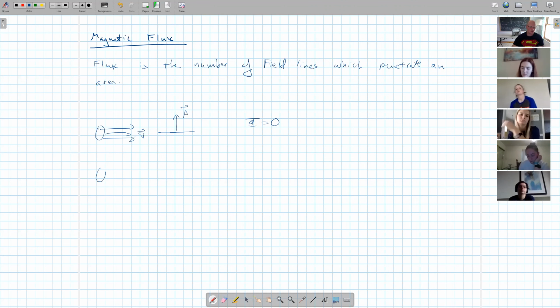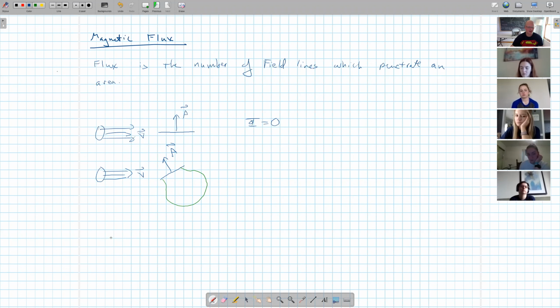But if I still blow in this direction, so this is my velocity V, and I tilt it so that my area is now pointing in this direction, some of these velocity vector lines will start to pass through this area. You're now going to start creating a bubble. Some of these lines are penetrating through this area, so now you have a non-zero flux.